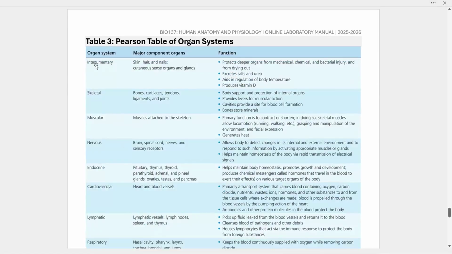In the integumentary system, the major component organs are your skin, hair, nails, cutaneous sense organs, and glands. And this is telling you what they do, the function. So this chart, you need to know so you have a little bit of an understanding of each one of the systems, what organs it comprises, and what that system's function is.